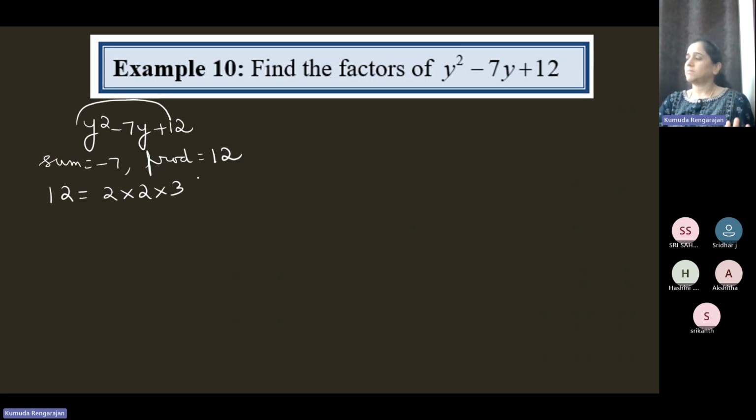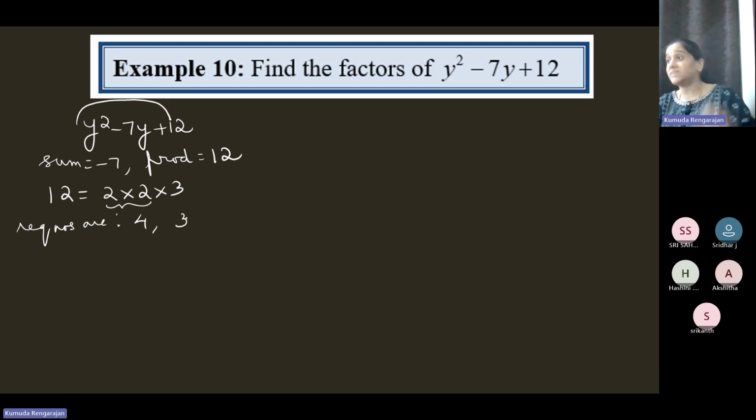Now you should use all these three numbers and make two numbers. Multiply. You can use different, every number you can take. 4 and 3. Very good. Required numbers are 4 and 3. Now fix the sign.